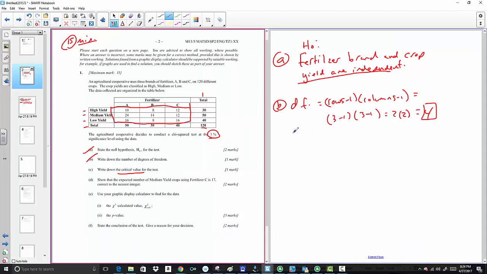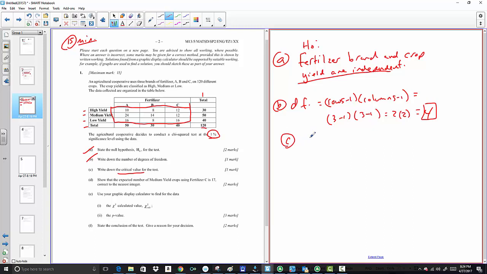All right, so critical value is 13.277. It's our critical value, so we call that our chi-square critical value. Okay. All right, so that's that.